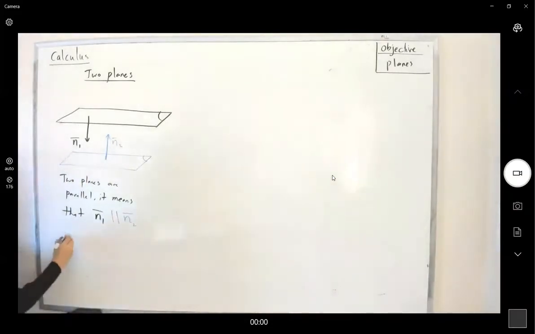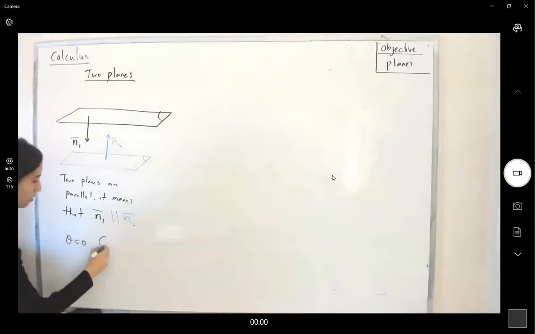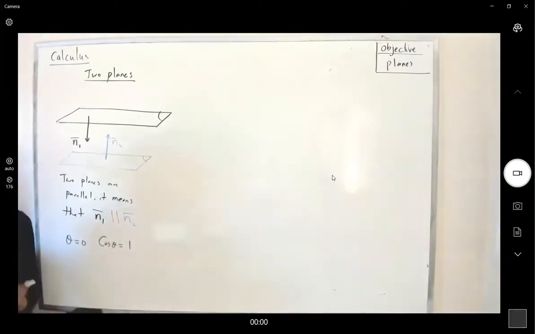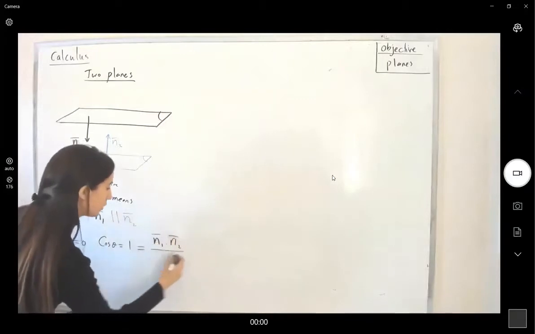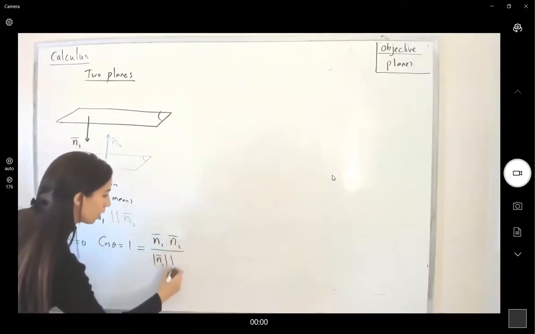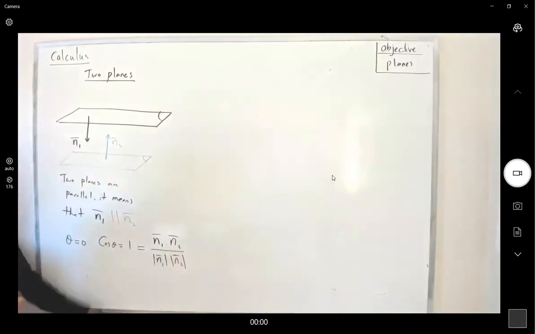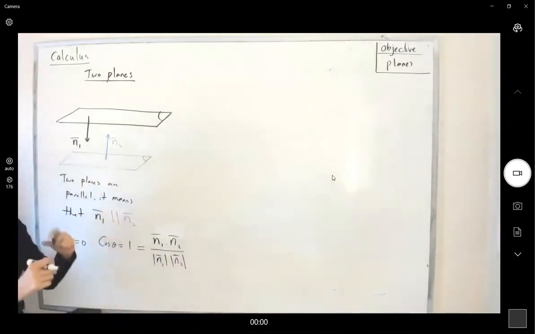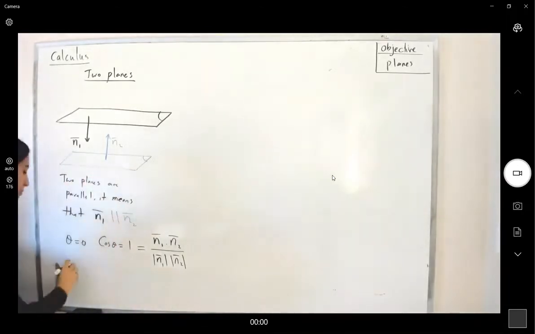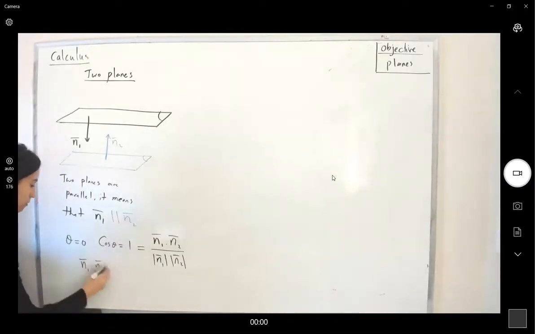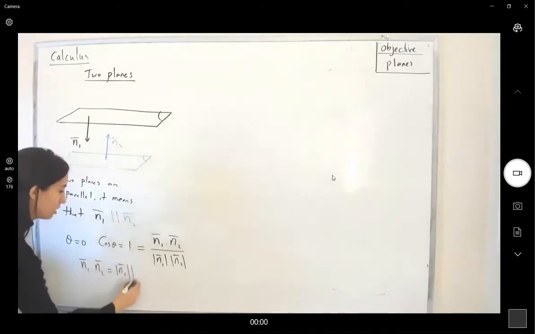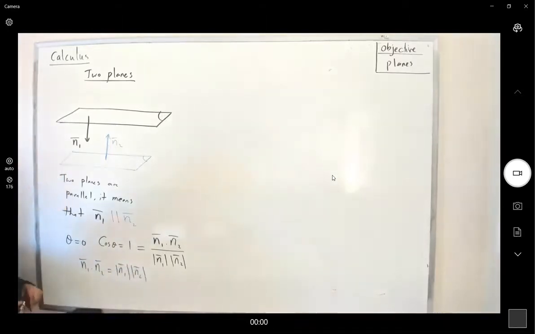Theta is equal to 0. Cosine of theta is equal to 1. And this is equal to n1 dot n2, the dot product, divided by the magnitude of n1 times the magnitude of n2. Or the dot product between n1 and n2 is equal to the multiplication of their magnitudes. n1 dot n2 is the magnitude of n1 times the magnitude of n2.